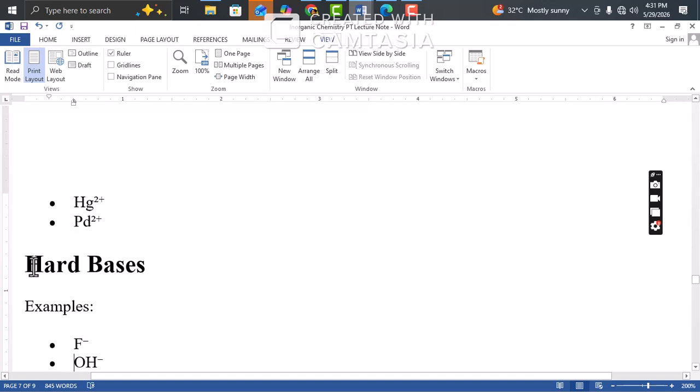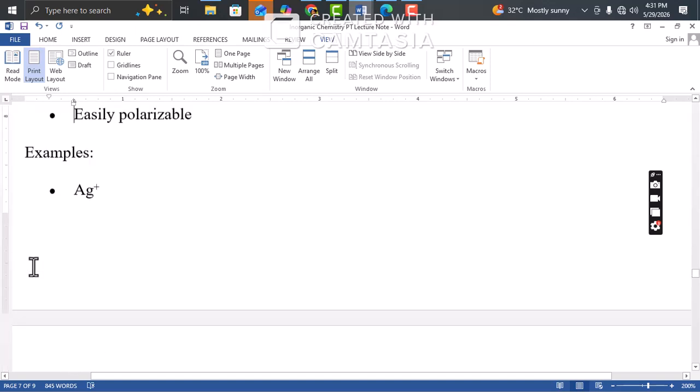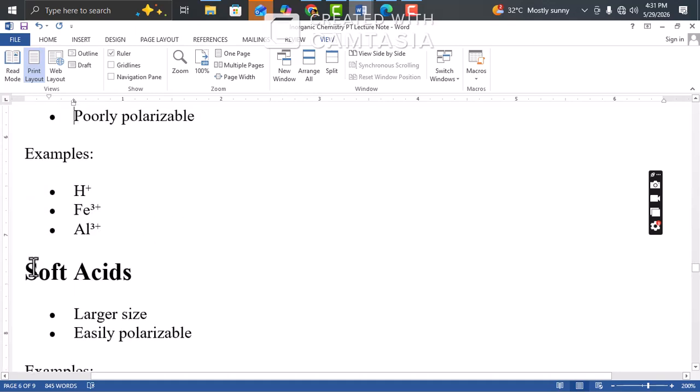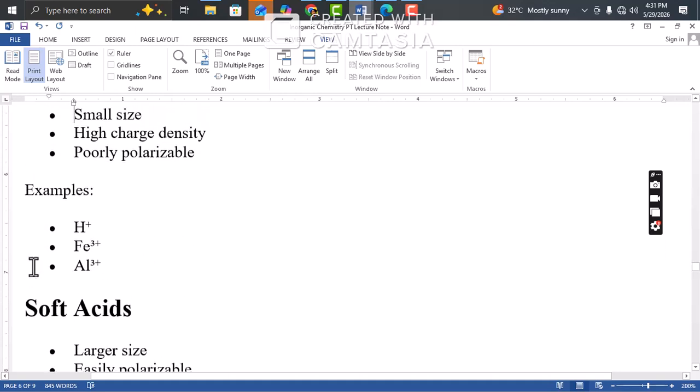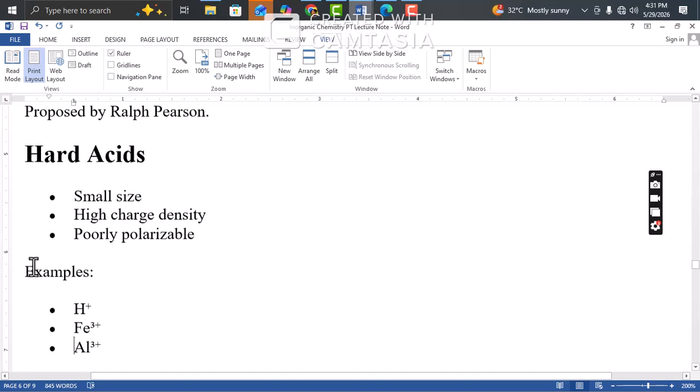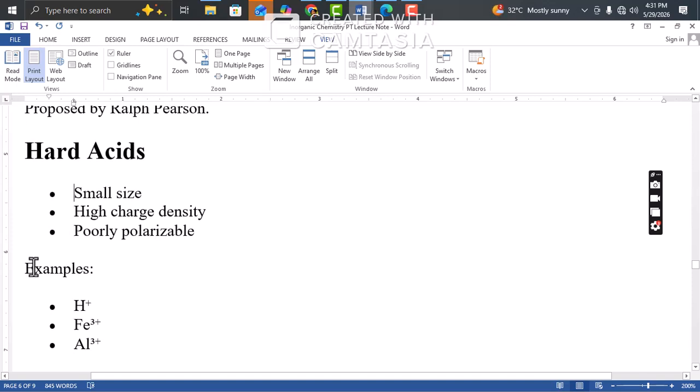So now let's look at examples of hard acids. Here you have to take note of two things: the properties of hard acids and examples. What are the properties of hard acids? They have small size, high charge density, and they are poorly polarizable. Examples include H+, Fe3+, and Al3+.